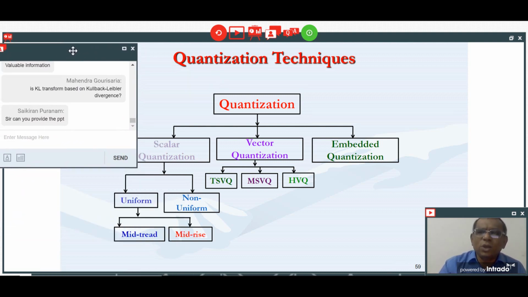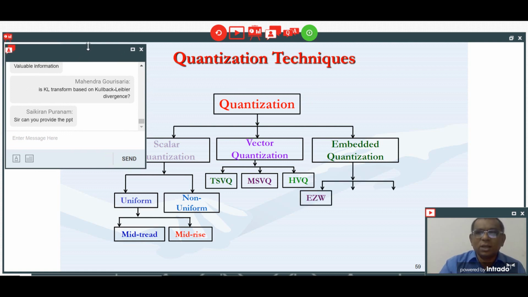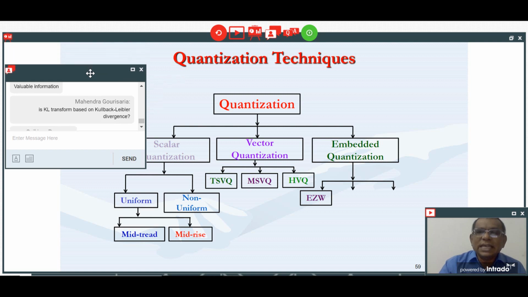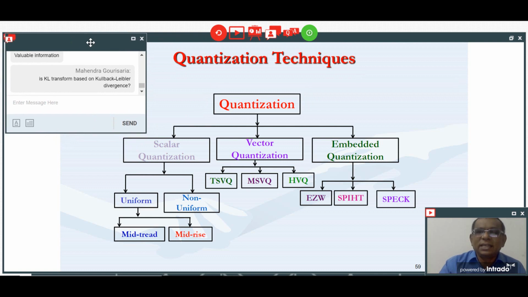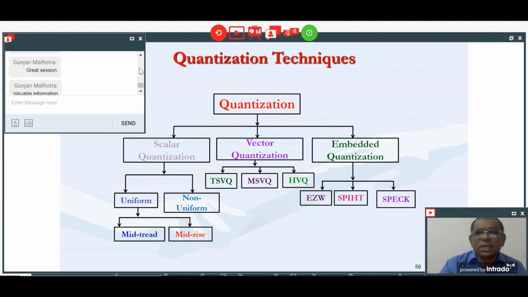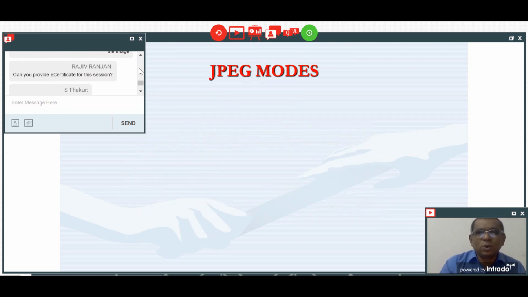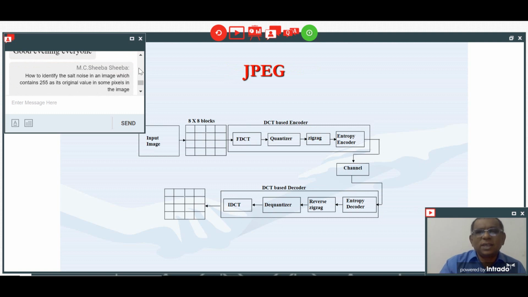Embedded quantization is widely used with respect to wavelet based coding. In embedded quantization, we have EZW, that is embedded zero tree wavelet, then set partitioning in hierarchical trees, and then set partitioning in embedded block. These are all the different types of embedded coding schemes commonly preferred in wavelets, which exhibit a parent-child relationship. If we can exploit the parent-child relationship, then this type of quantization is very effective to quantize the wavelet coefficients.